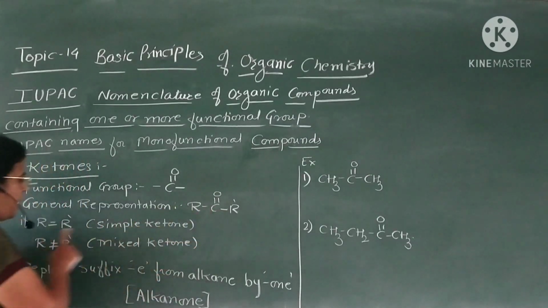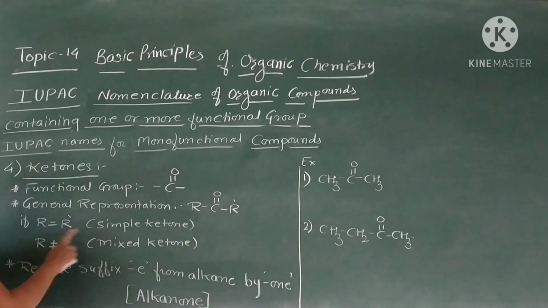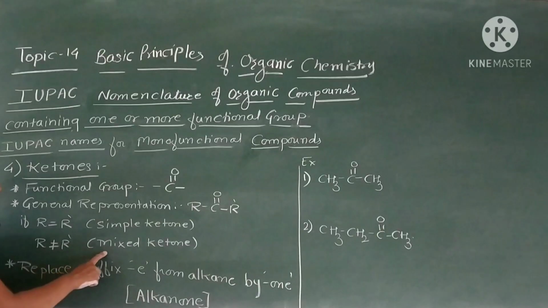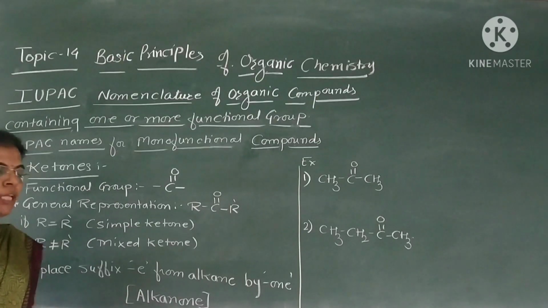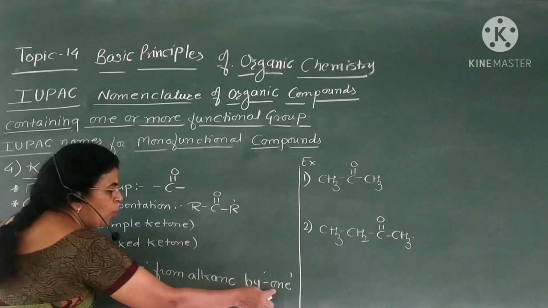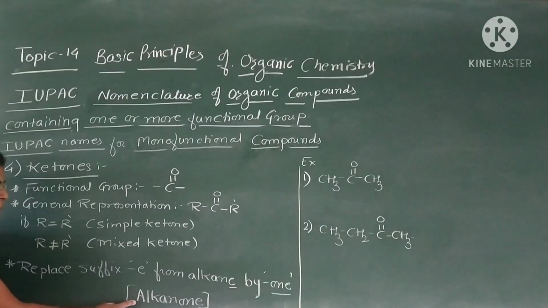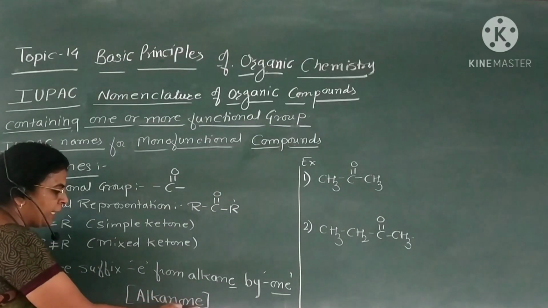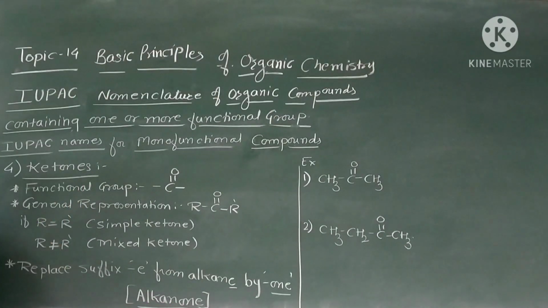If R and R dash are similar, that is both alkyl groups are similar, then it is a simple ketone. If R and R dash are not similar, that is R is not equal to R dash, then it is a mixed ketone. Now how are the names for these ketones given? Replace the suffix E from alkane by ONE. Then the name becomes alkanone. Now we are going to see some examples.